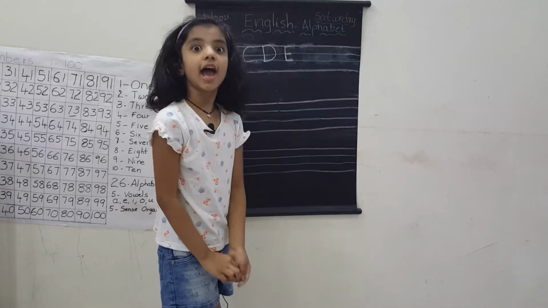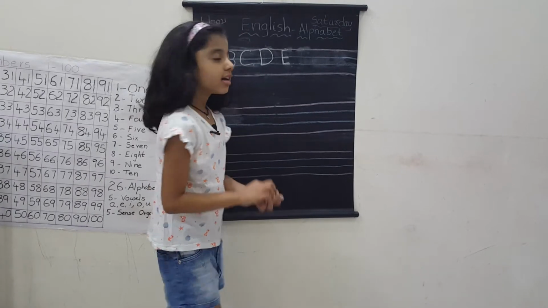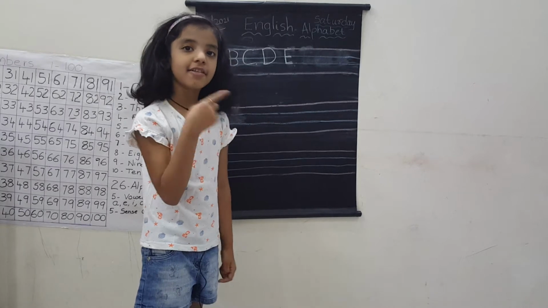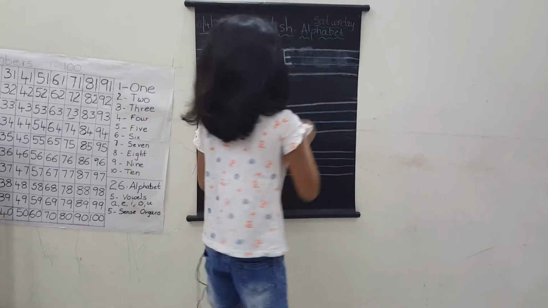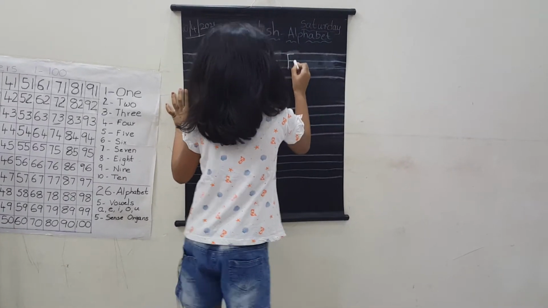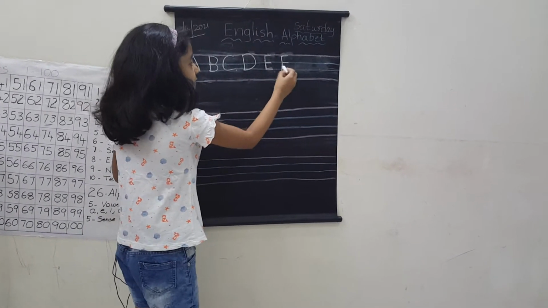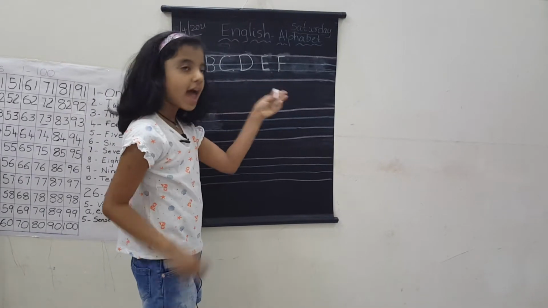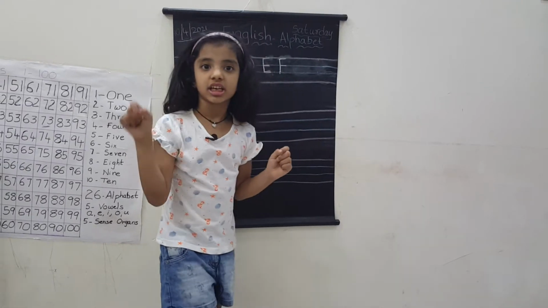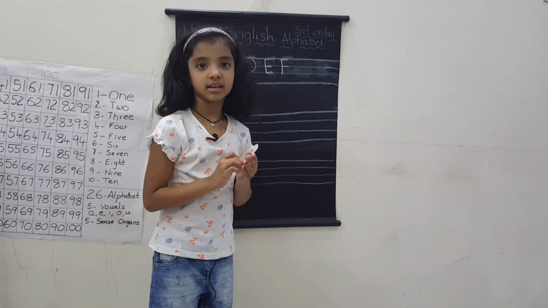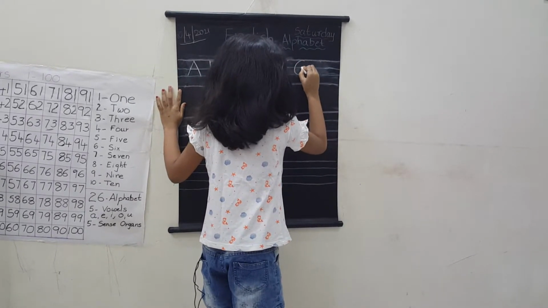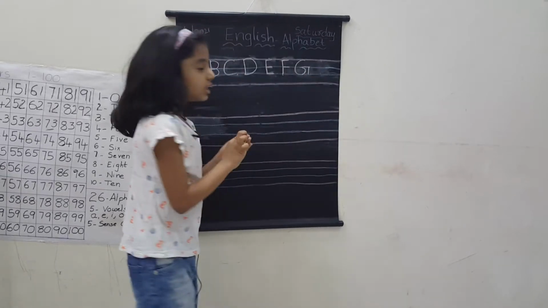Now we are going to write F. F sound is fan. This is F. Now we are going to write G. This is G.